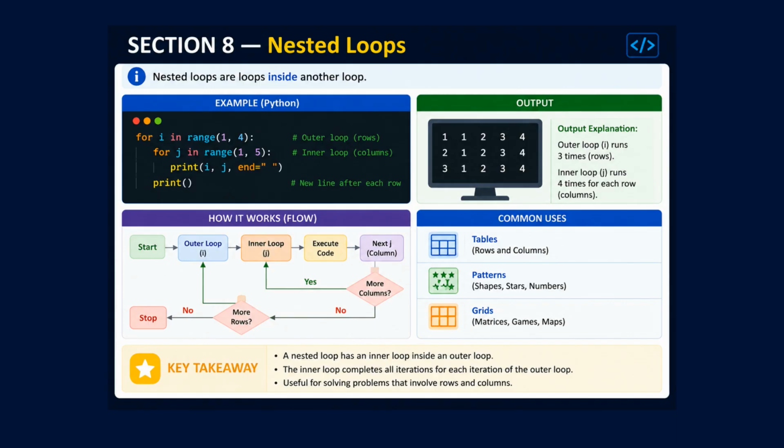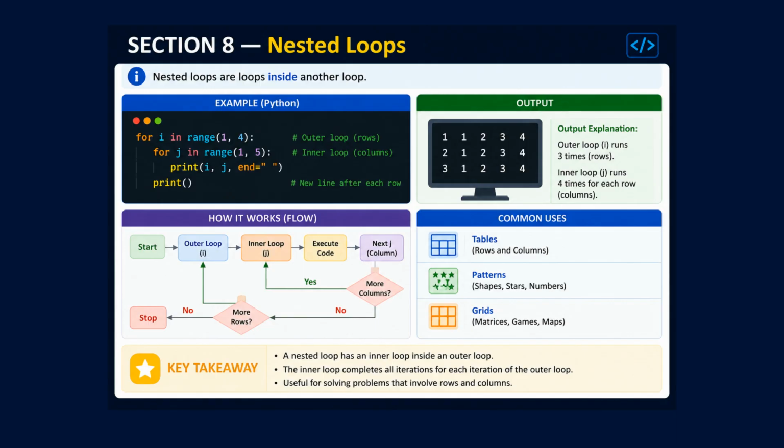The output shows combinations like 1, 1, 1, 2, 1, 3, 1, 4. Then 2, 1, 2, 2, 2, 3, 2, 4. 3, 1, 3, 2, 3, 3, 3, 4. Nested loops are commonly used for creating tables, patterns, grids, and game maps.